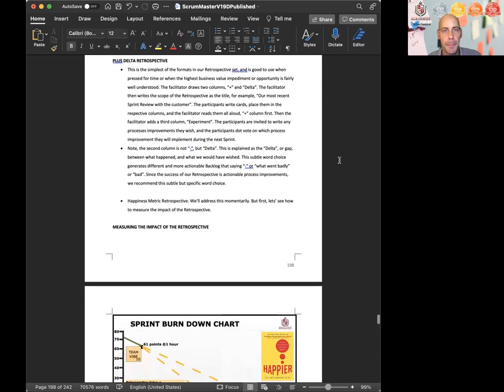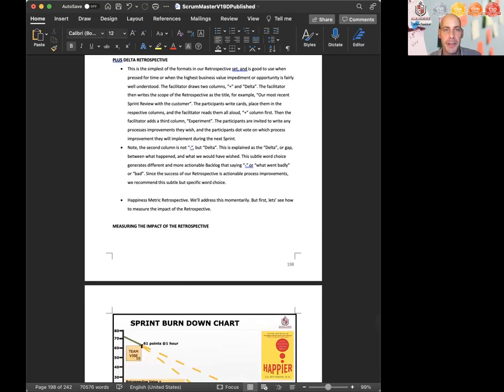Last retrospective type, plus delta retrospective. This is the simplest of the formats in our retrospective set and is good to use when pressed for time or when the highest business value impediment or opportunity is fairly well understood.